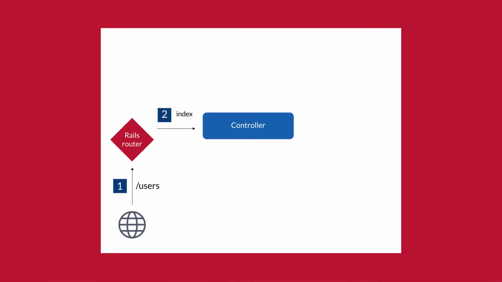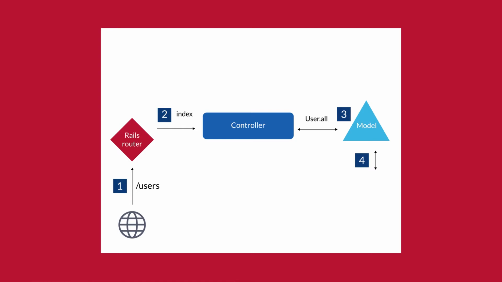The first thing that happens is the browser issues a request for the /users URL. Then Rails routes /users to the index action in the users controller. The index action asks the user model to retrieve all users, User.all.